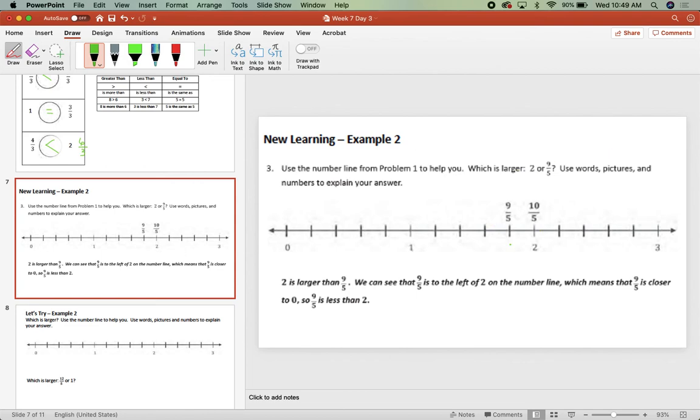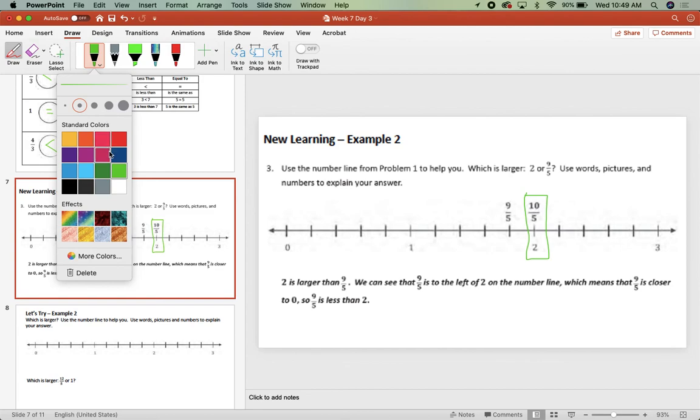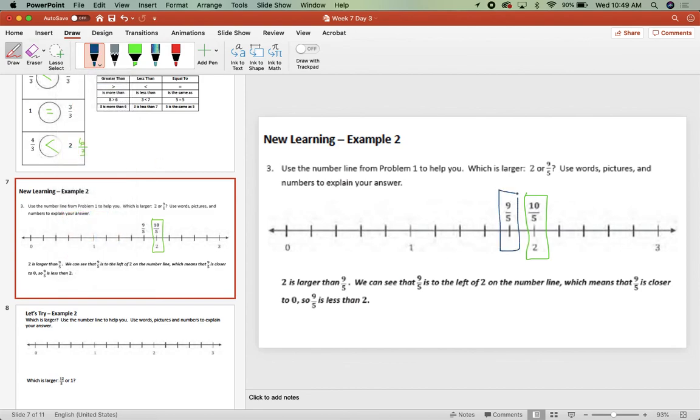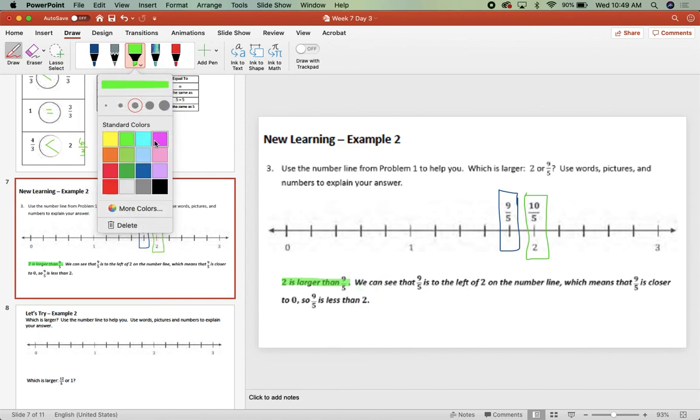They want to know which is larger, 2 wholes, which is 10/5, or 9/5. Which one's larger? Yeah, 2 wholes is larger than 9/5. And they wrote a really lovely sentence here. They actually wrote 2 really lovely sentences. This sentence tells the answer, and then this sentence tells us how we know.